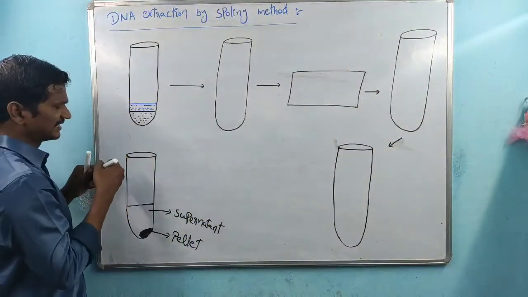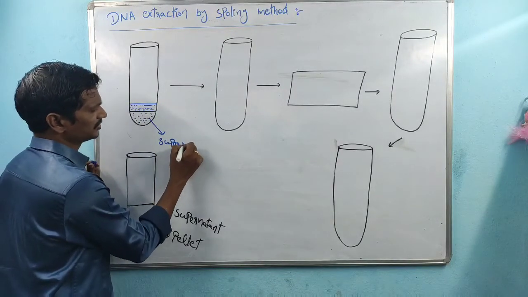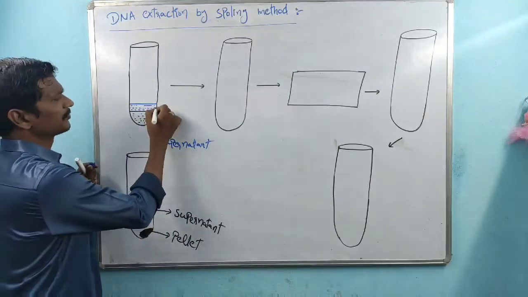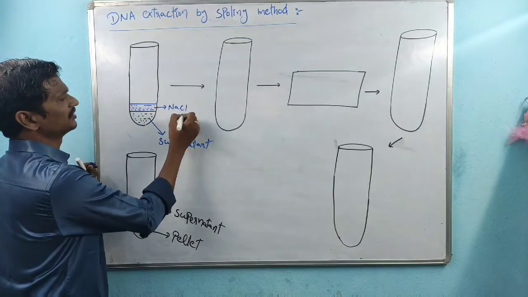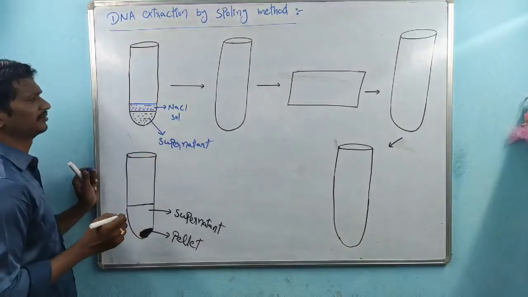One of the layers is indicated here. This is one of the layers. This one indicates the supernatant, right? See, the upper one is the NaCl solution. Coming to the next one.